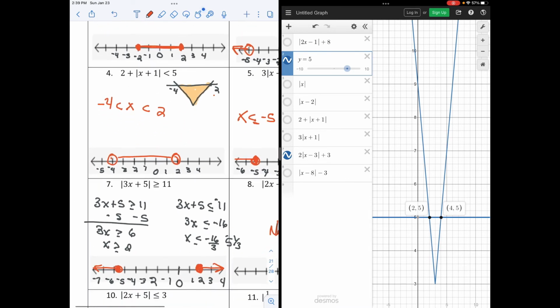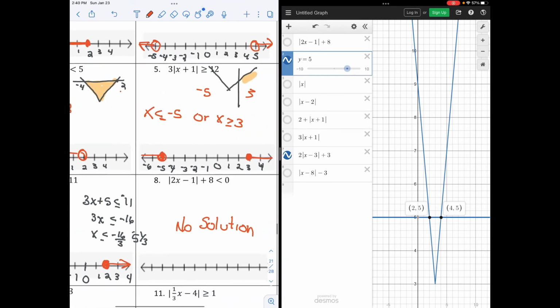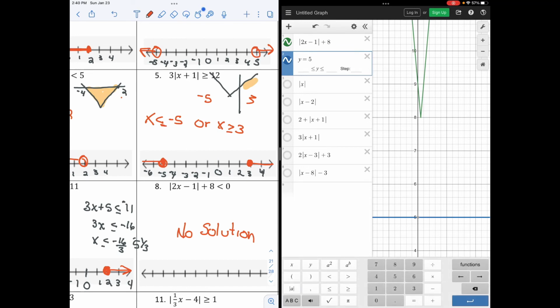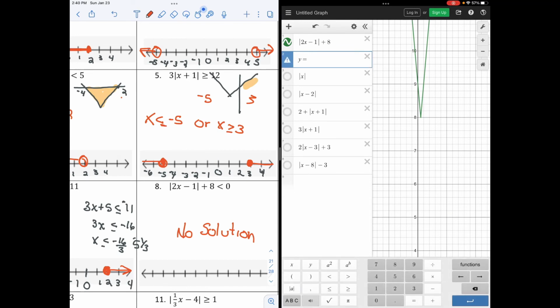I would like for you to try, so for number 7, I didn't ask you to do that, but for number 7, that's what we get. I did it by hand just because it was easier for me. But I do want to show you number 8 and number 9. Those two are a little interesting. So for number 8, we have 2x plus 1 plus 8, and it's less than 0.